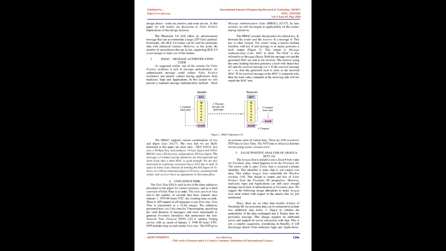The HMAC supports various combinations of key and digest sizes 16, 17. The ones that we are likely interested in this paper are short ones: MD5 HMAC that uses a 16-byte key and produces a 16-byte digest, and SHA1 HMAC that uses a 20-byte key and produces a 20-byte digest. The messages of contact tracing initiatives are disconnected and short-lived, thus a short MAC is good enough.